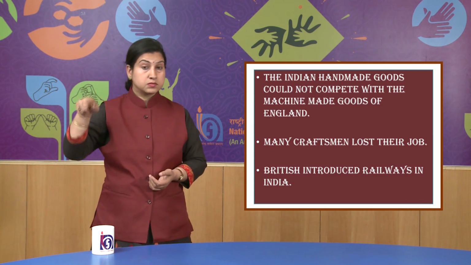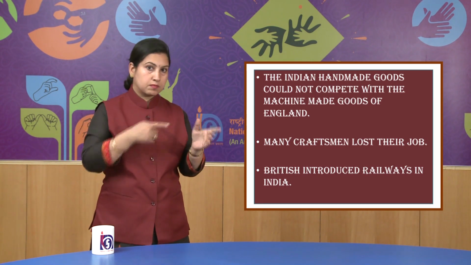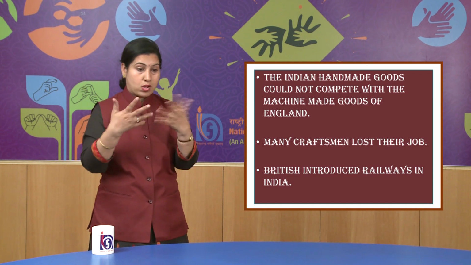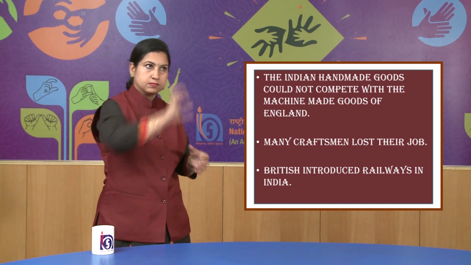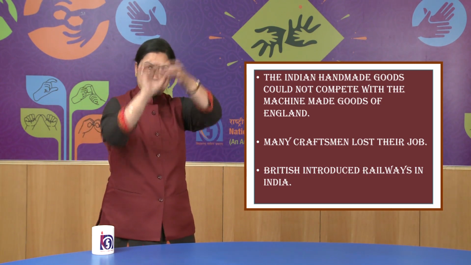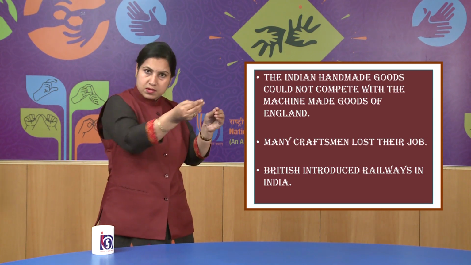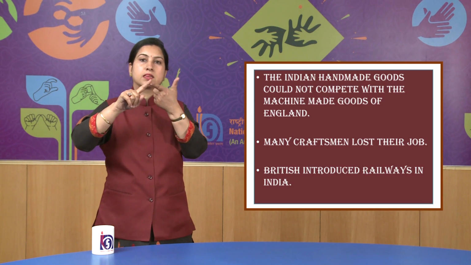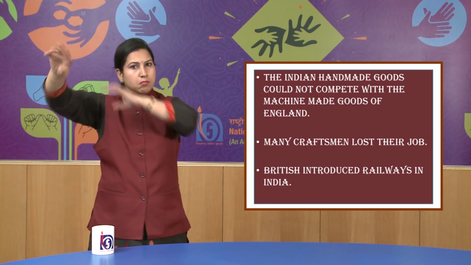British introduced railways in India. The railways connected the raw material producing areas with the ports. From these ports, the goods were sent to England. As a result, English items could easily come in the Indian markets.